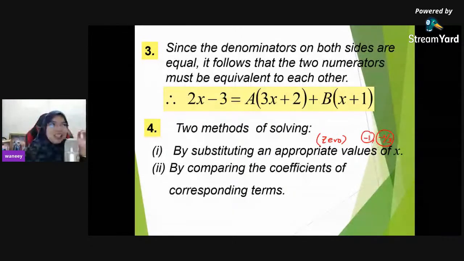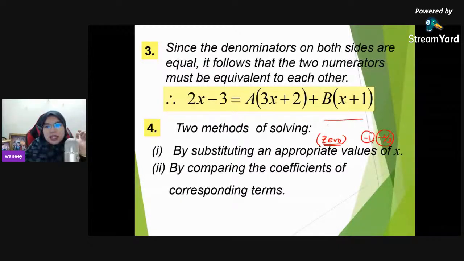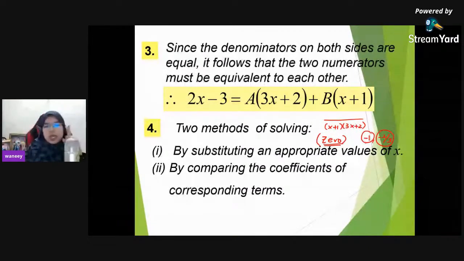Tapi kalau kita tak ganti dengan zeros, biasanya dia akan dapat term A dengan B lah. So nanti kita kena solve simultaneous equation. If you don't want to solve simultaneous equations, it will be easier if you substitute with the zeros. Bukan zero yang kosong tu tau. Zeros yang kita belajar sebelum ni. Kan kita ada root factor dengan zeros kan. So zeros of your denominator. In this case, your denominator is x plus 1 and 3x plus 2. So that means the zeros are negative 1 and negative 2 over 3. So for me, I prefer to substitute with the zeros. So that is the first step.